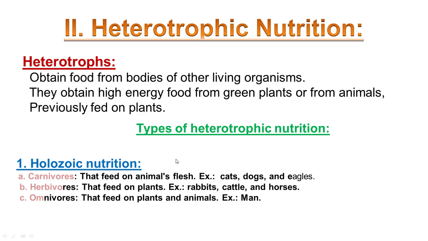Types of heterotrophic nutrition: the first one is holozoic nutrition. Holozoic may be carnivorous, herbivorous or omnivorous. Carnivorous animals feed on animals, like animal flesh, like cats, dogs and eagles. Herbivorous animals eat plants only, like rabbits, cattle and horses. Omnivorous animals feed on plants and animals, like man.